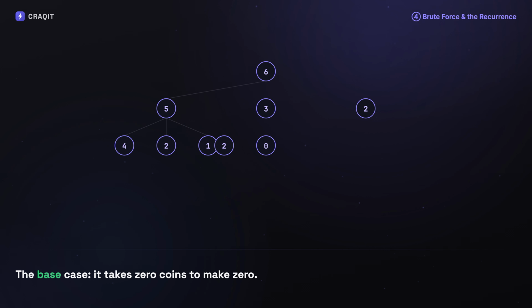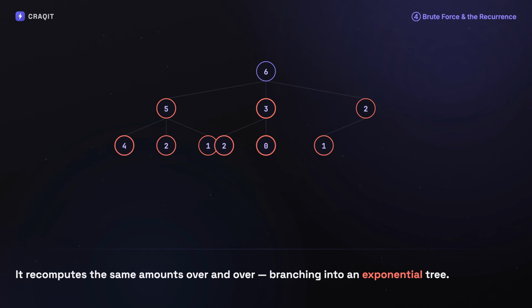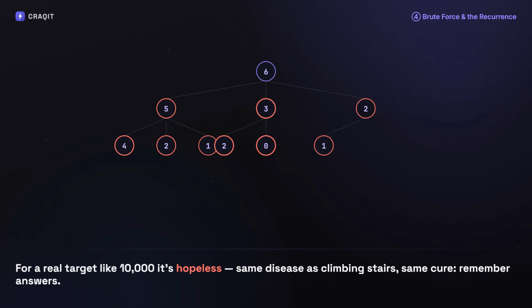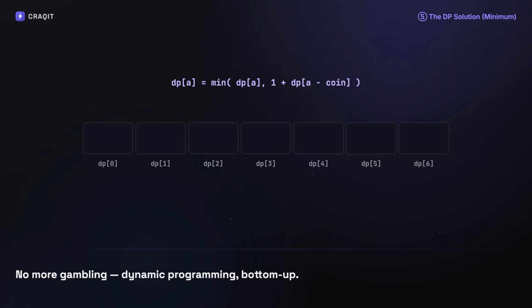Translate that straight into recursion, and it's correct, but exactly like climbing stairs, it recomputes the same amounts over and over, branching into an exponential tree. For a real target, like 10,000, it is completely hopeless. Same disease as before, and the same cure. Remember your answers. So we do dynamic programming.